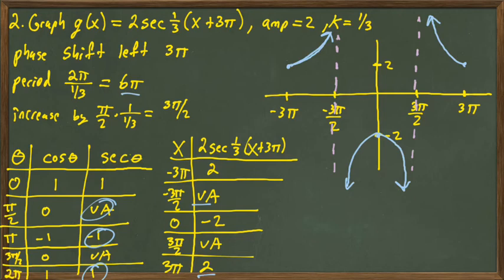In a similar fashion to what we did in the previous video, we've adapted it here. We will also do something very similar with the tangent and cotangent, but the period will be pi, and the increase by will be pi over 4 as opposed to pi over 2, and the process will be very similar. But that's for another video.